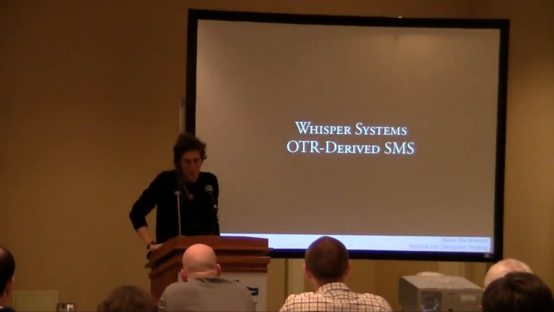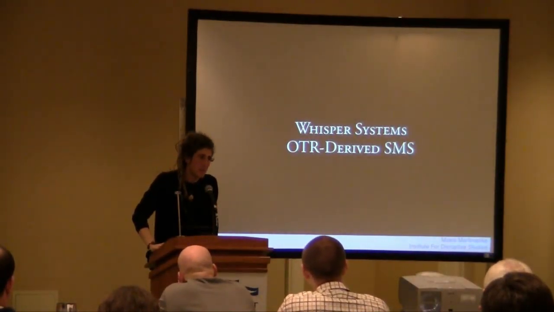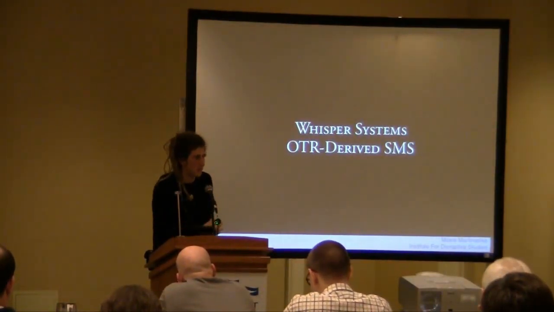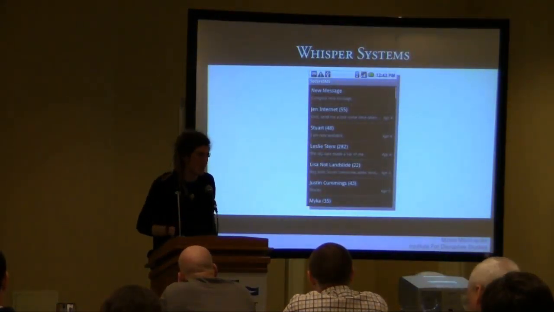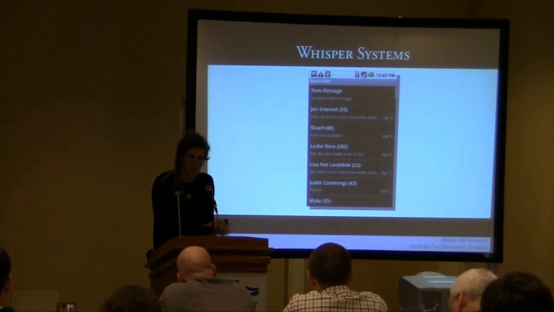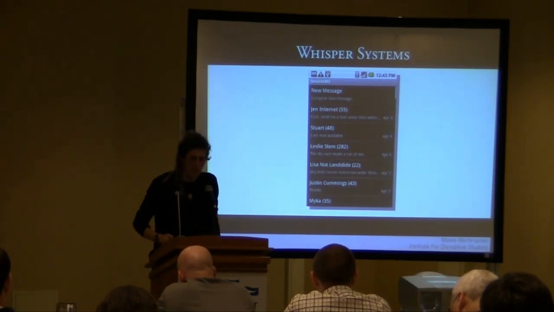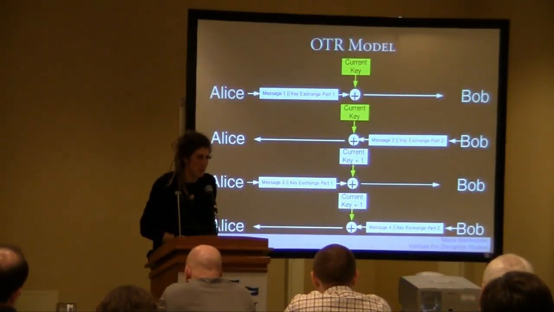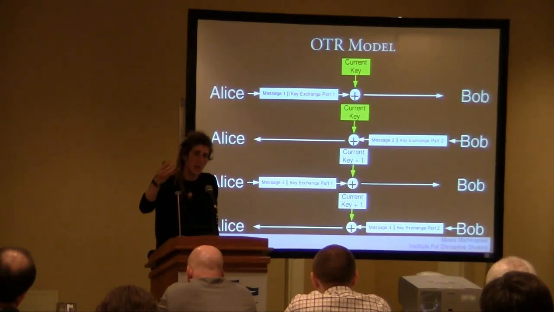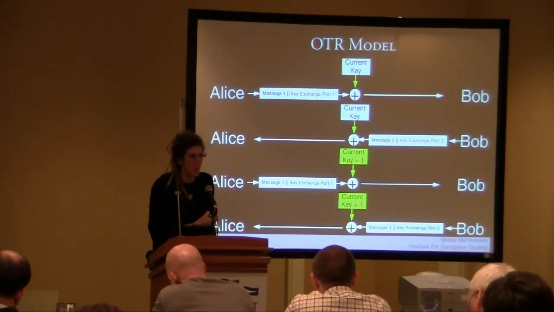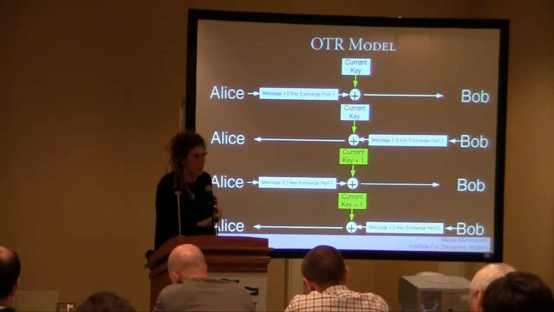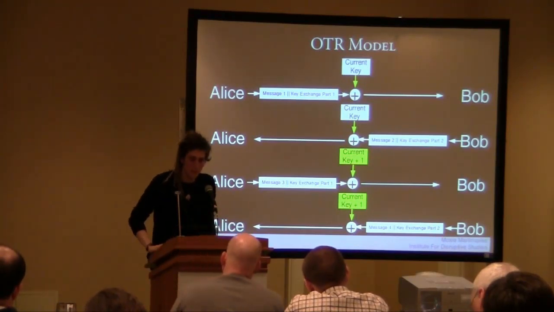So the other project that we're working on is an encrypted SMS app that is derived from the OTR protocol, where once again, the app looks identical to the existing SMS client for Android. The only difference is that if you happen to be exchanging messages with someone who also supports this client, it will negotiate these ephemeral session keys using the OTR model. And every time you exchange an SMS, once again, the key will roll forward. So there's never one key that you can compromise to obtain all previous messages.